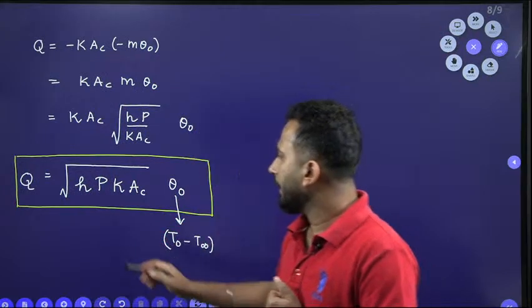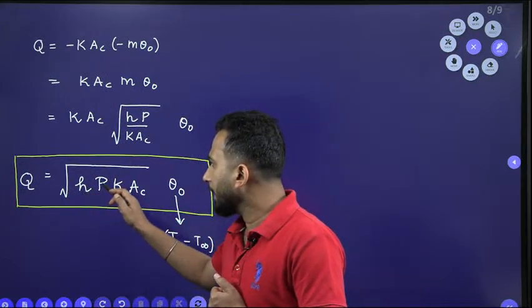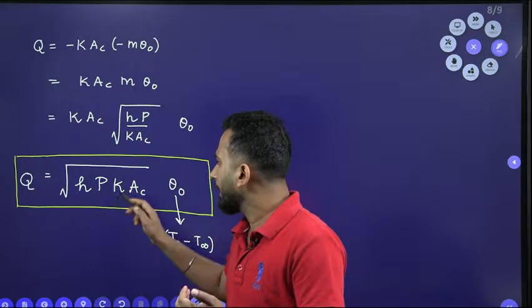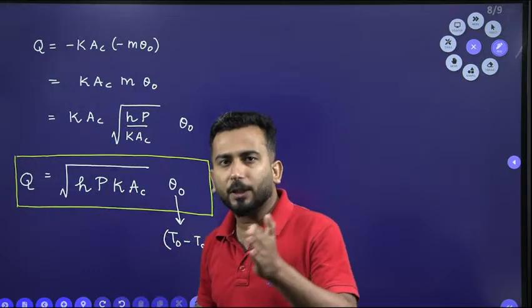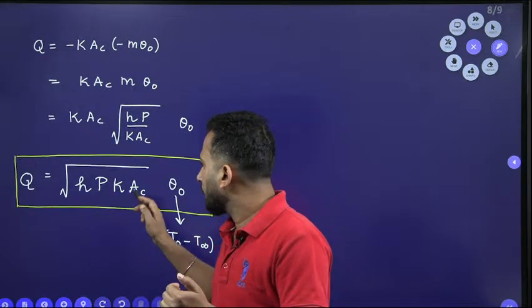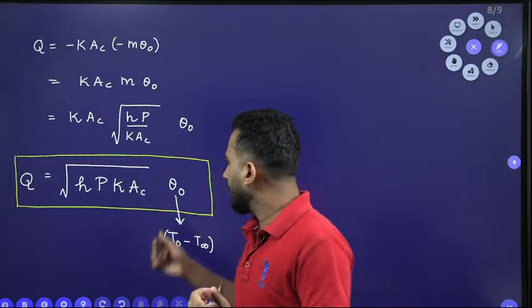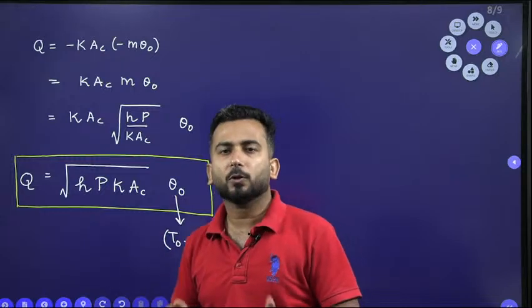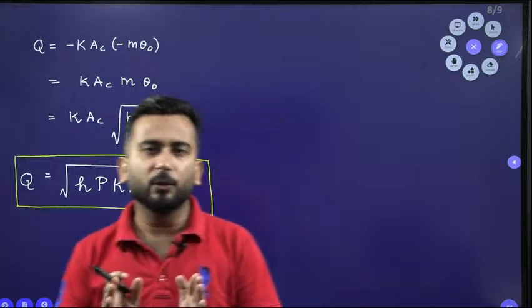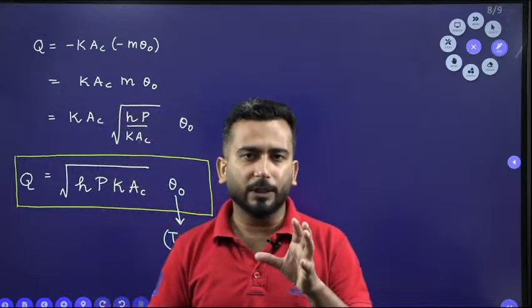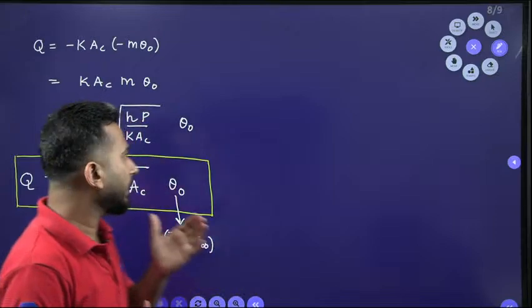See, h is constant, the perimeter of the cross section is constant, the thermal conductivity of the material is constant, the cross sectional area is also constant, and theta naught is also constant. So all in all, it is a constant value, and that's why I can say that it is a case of steady state heat transfer.